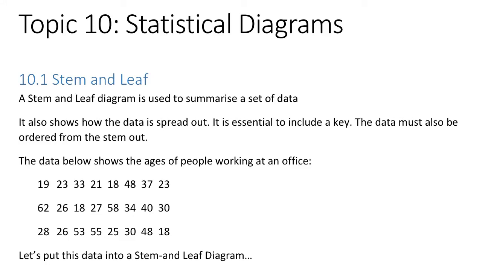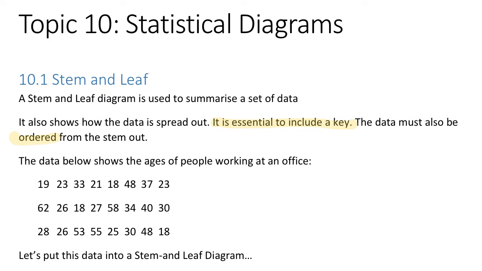Topic 10, Statistical Diagrams, 10.1, Stem and Leaf. A stem and leaf diagram is used to summarise a set of data. It also shows how the data is spread out. Whenever we're using stem and leaf diagrams, it is essential that we include a key. The data must also be ordered from the stem out.